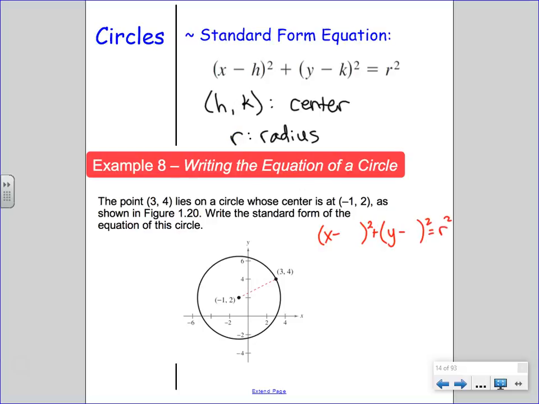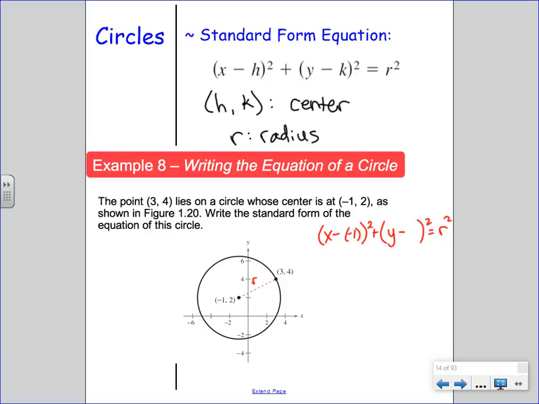Okay. Now I can see the radius. You guys, if you were in geometry, could label the radius. It's right there. I got it. Focus. What do I put into the x spot? What's the x coordinate of the center? -1. Careful of those minus and negatives.